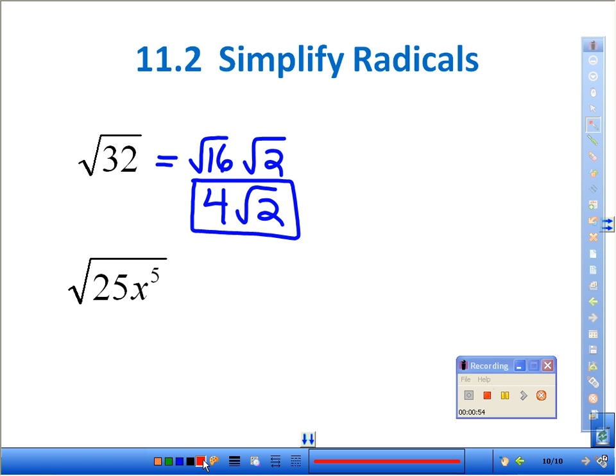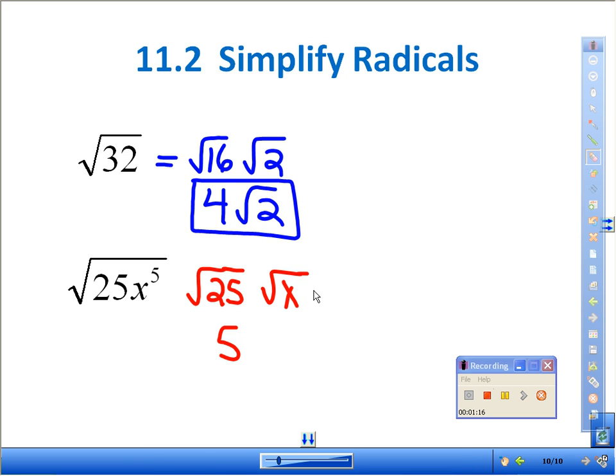When we put in variables, like in the next example, we do the same thing. We start with the numbers and then deal with the variables. The square root of 25, that's going to be a perfect square, but I'm going to start by breaking this down into the numbers and the variables. The square root of 25 is 5.